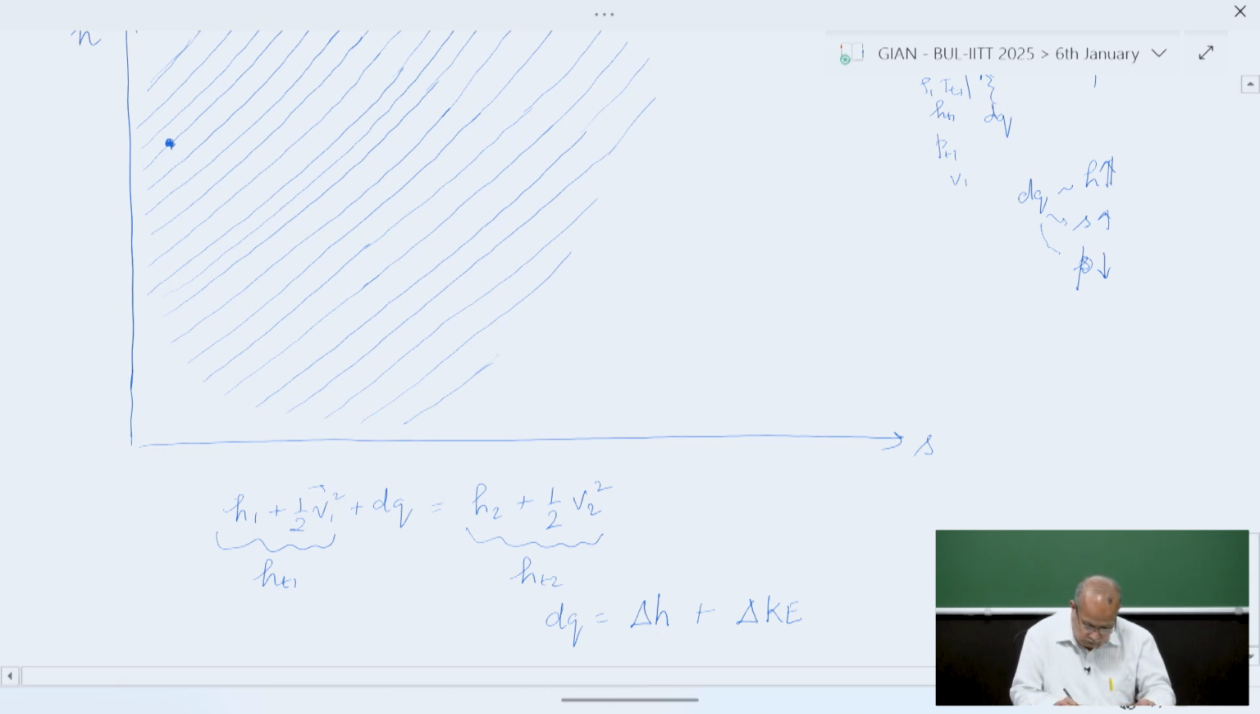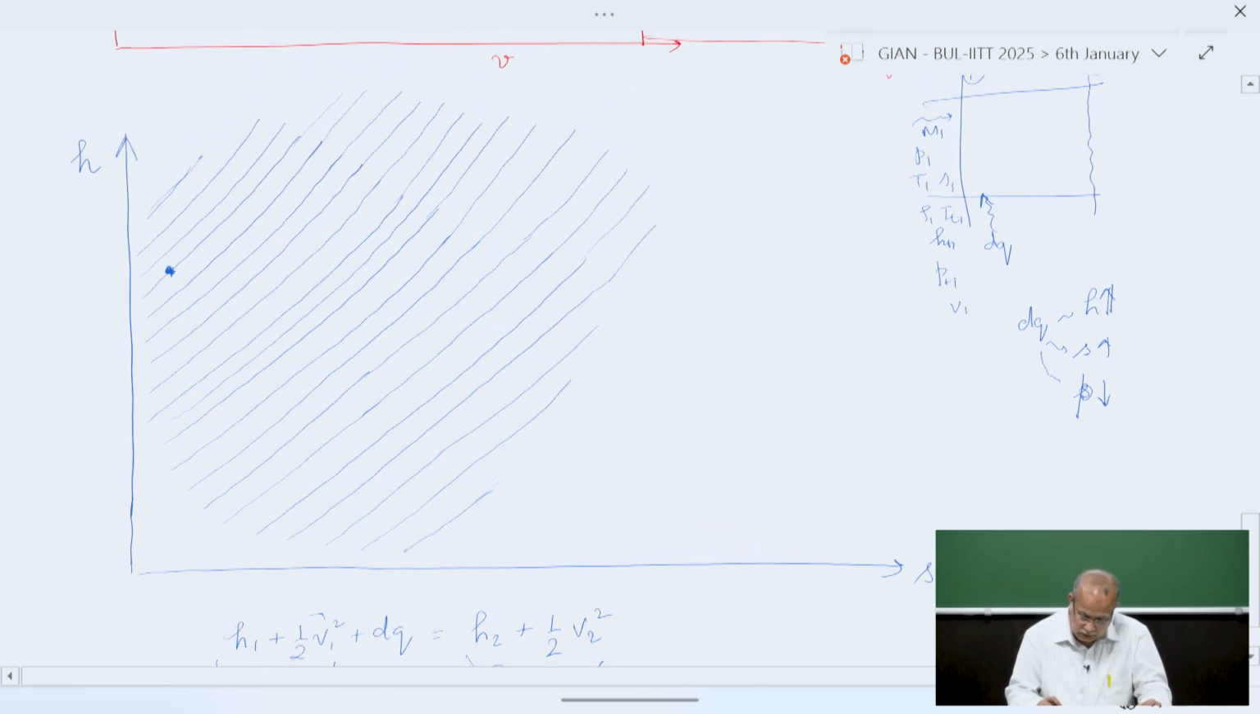So literally what we are saying here is that we are talking about a flow. When I increase the heat, it will cause the enthalpy to increase, and the kinetic energy of the flow also will increase. Addition of heat will cause both effects, what you see here.